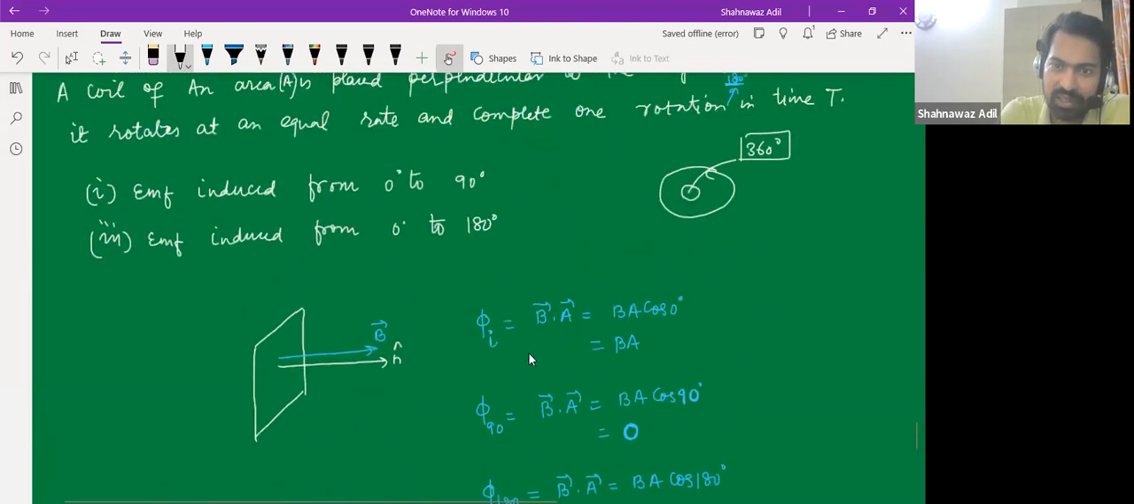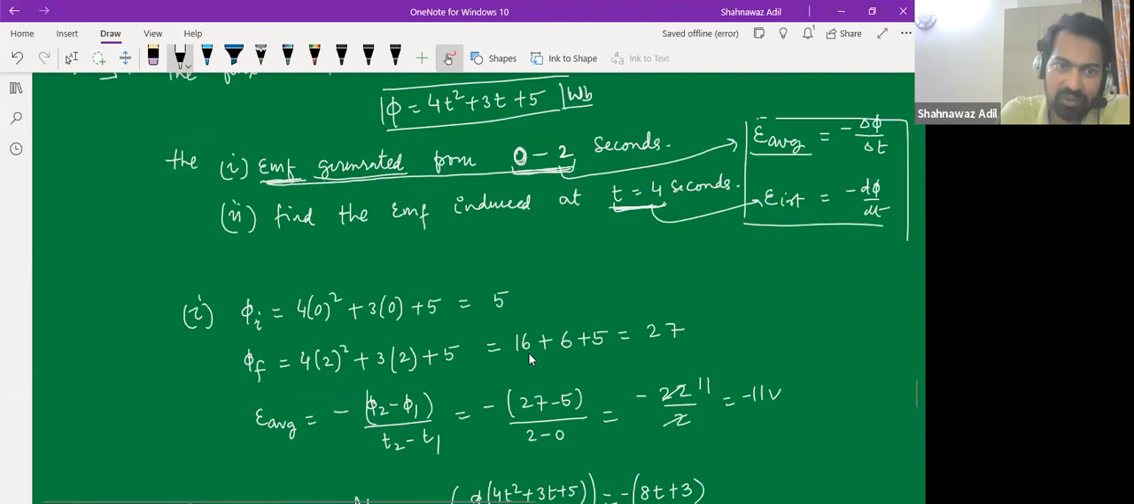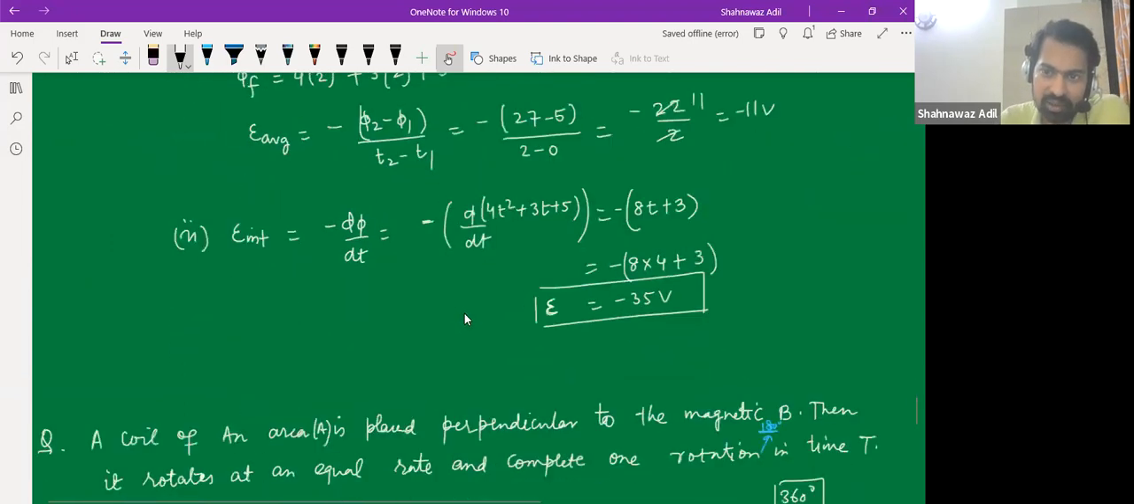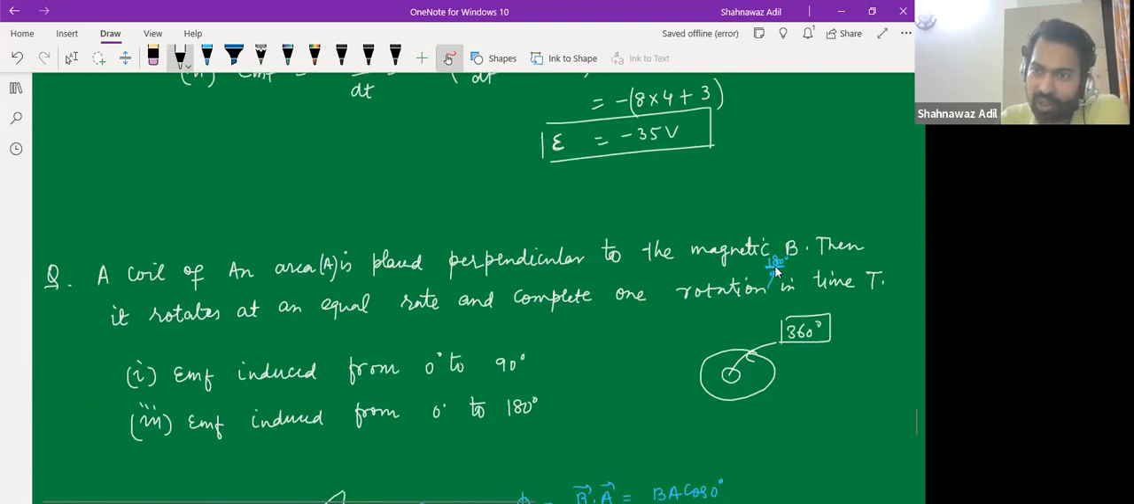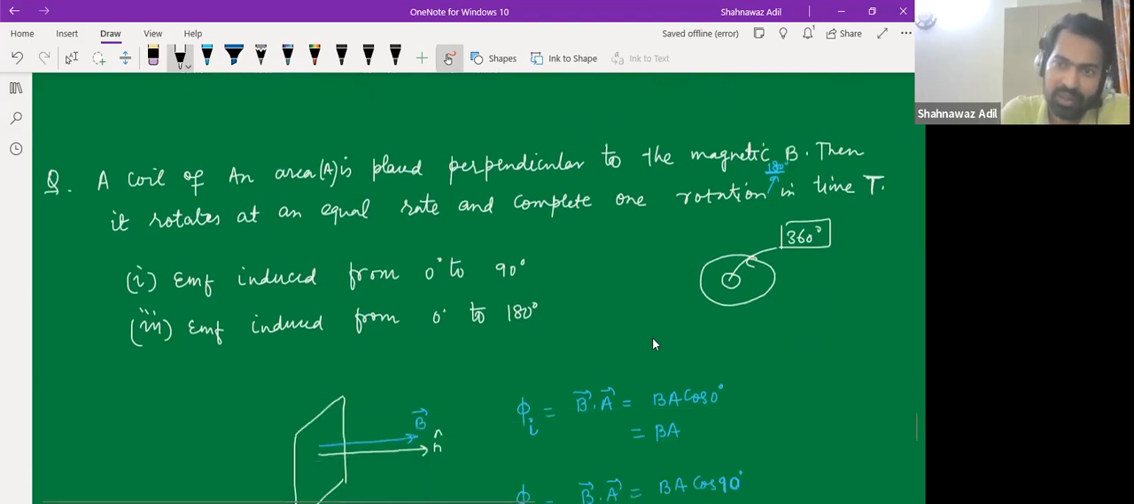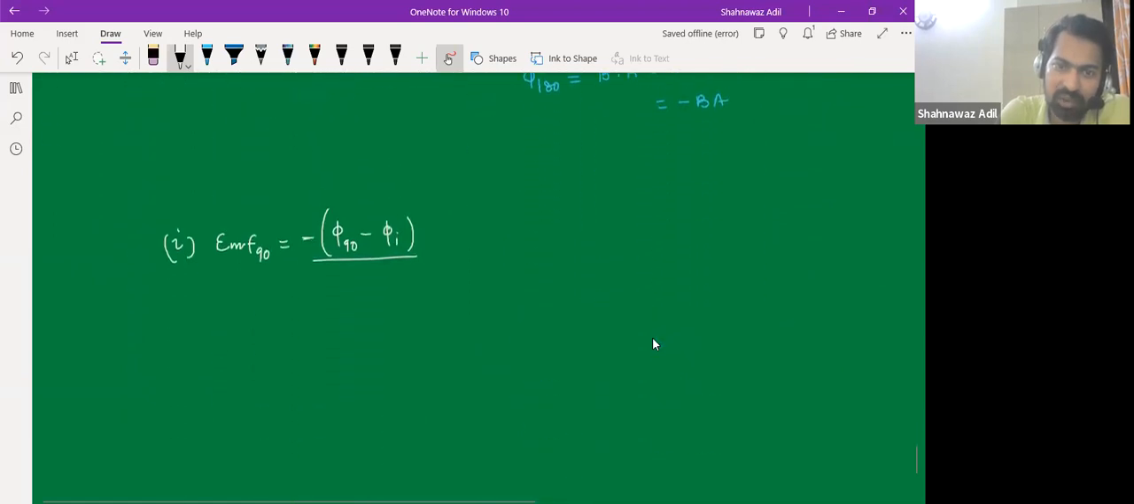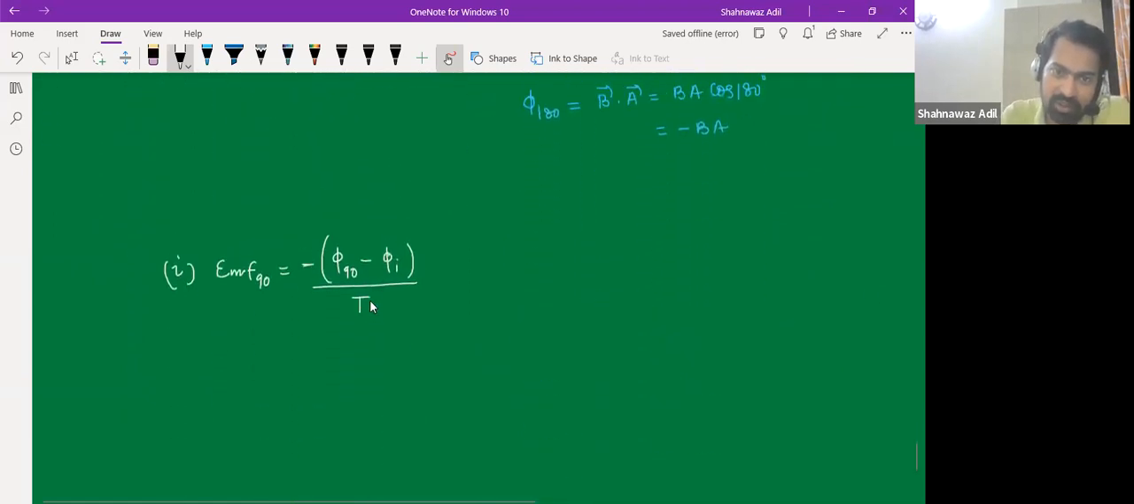You see that we are rotating at an equal rate. So let's say for a complete rotation, it took t time. So for a 90 degree rotation, what will be the time, guys? Yeah, so t by 2, right? Half the time. Is that clear, guys? So this is t by 2.